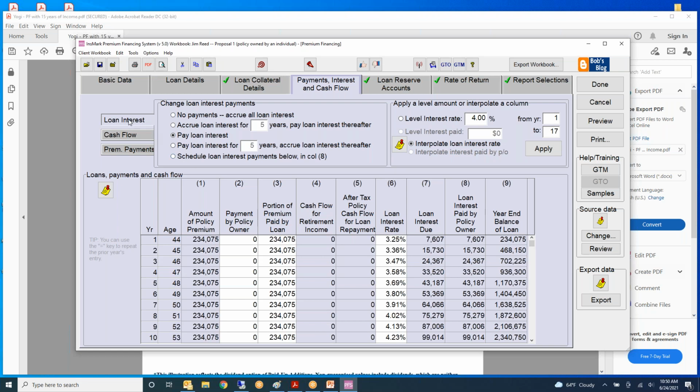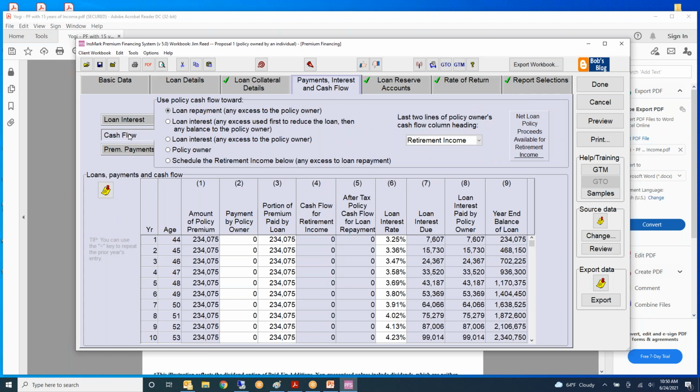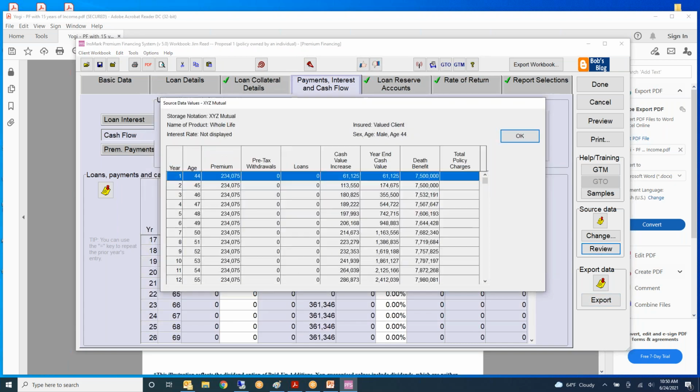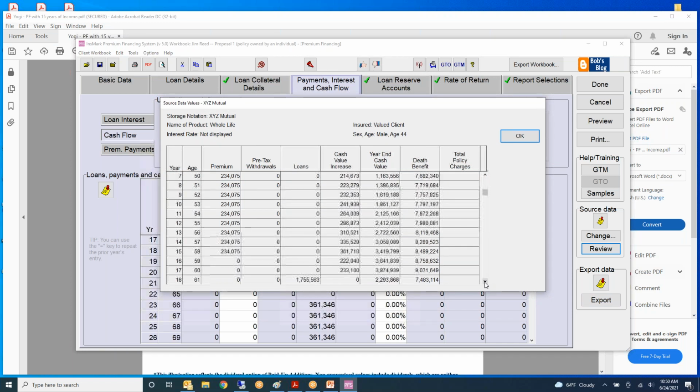So this is the part that deals with the loan interest. Cash flow is referring to the policy cash flow, okay? And the policy cash flow, we saw the first one occurs in year 18, 1.7 million, and so forth. Then the later one starting year 23 at age 66 when he starts to retire, and so on.